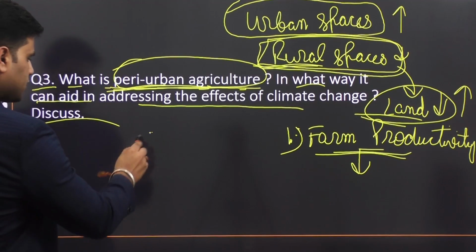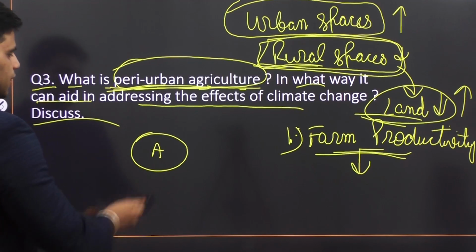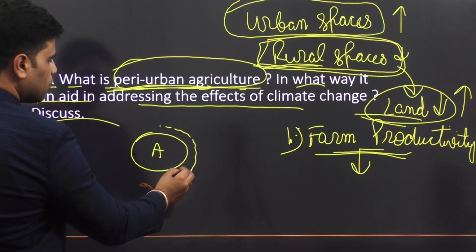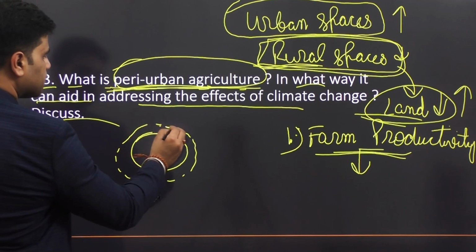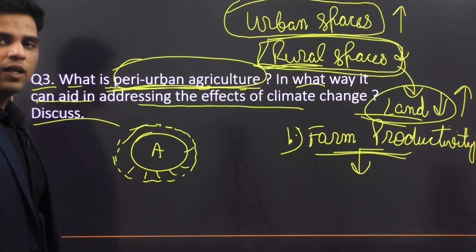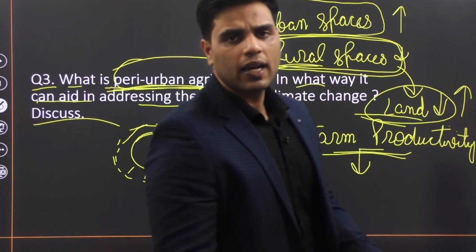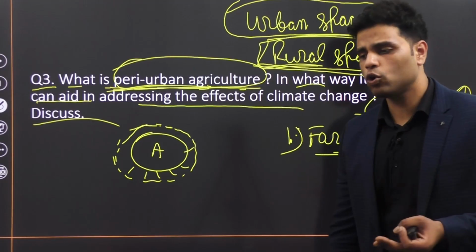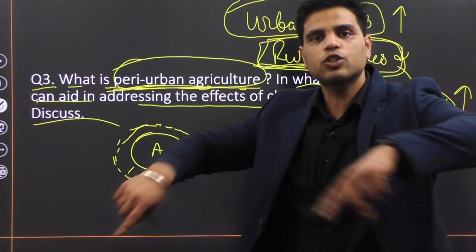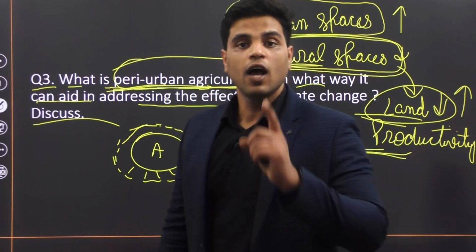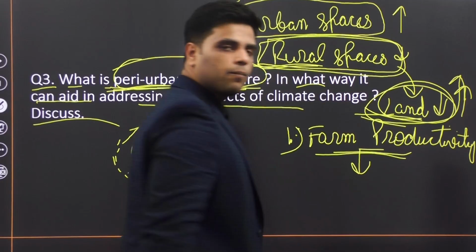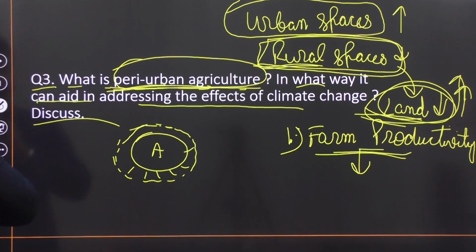Well, let's suppose this is a city called City A. Now, this circle is the boundary of that city. Along with that boundary, you will create fields. And these fields would grow food. So generally, food was grown on rural land. But now food can also be grown on the outskirts of a city. If you grow food on the outskirts of the city, there are various advantages. Advantage number one, land availability would increase. Right? Land availability will definitely increase.